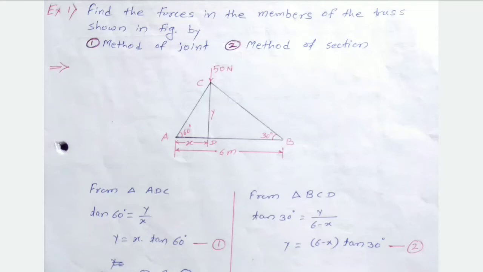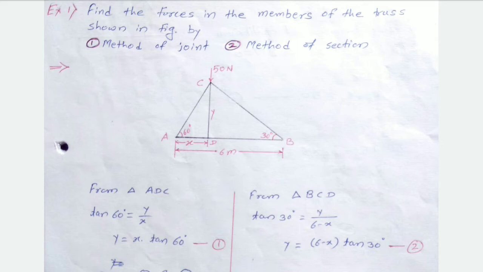Hello friends, today we will see the numerical on the trusses. We are finding the forces in the members of the trusses. In the previous lecture we studied the theoretical part: which assumptions have to be taken, and the classification of the means by which we can solve the numerical, that is method of joints and method of sections, two methods. So we will see by method of joints. Let's see the numerical to find out the forces.